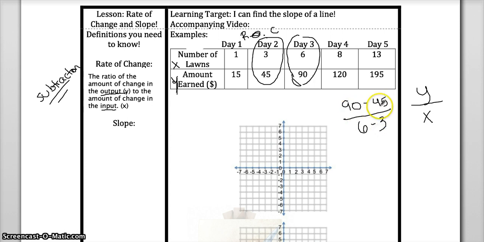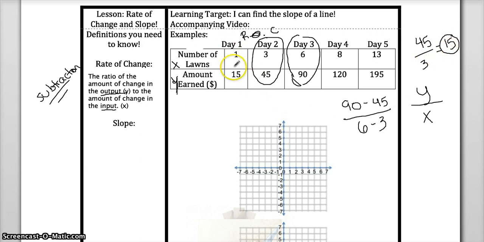And then I just solve. 90 take away 45 is 45. And 6 take away 3 is 3. So 45 over 3 reduces to 15 over 1, or just 15. So my rate of change for this problem is 15.